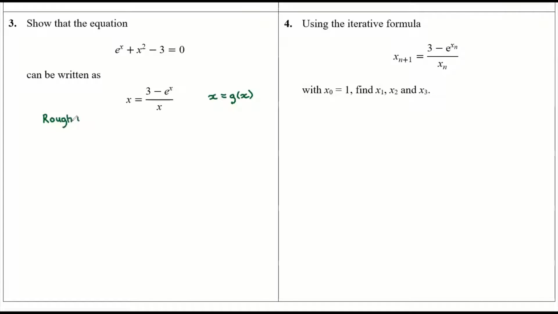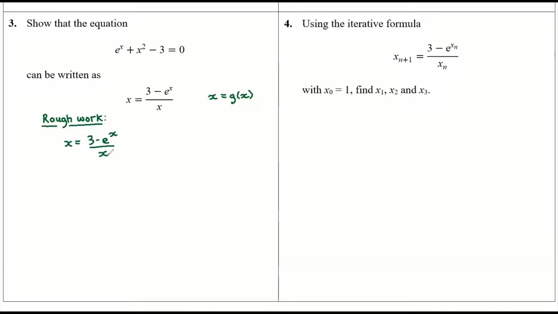This is in case, I mean, you might see what to do straight away. There's no problem with that. But if you don't, then you can do it like this. This will work every single time. So start with the answer. We're trying to get x is equal to (3 subtract e to the x) over x. I mean, sometimes it's just not always that obvious.